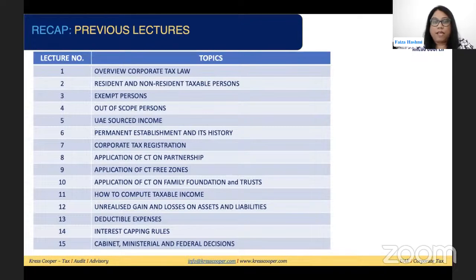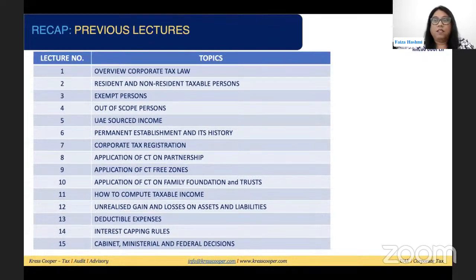We discussed corporate tax registration, the application of the corporate tax on partnerships, on free zones, on family foundations and trusts, how to calculate the taxable income from your accounting income to tax income. We discussed the unrealized gains and losses on assets and liabilities, what are the deductible expenses allowed under the law, what are the interest capping rules, the general rules and the specific rules.